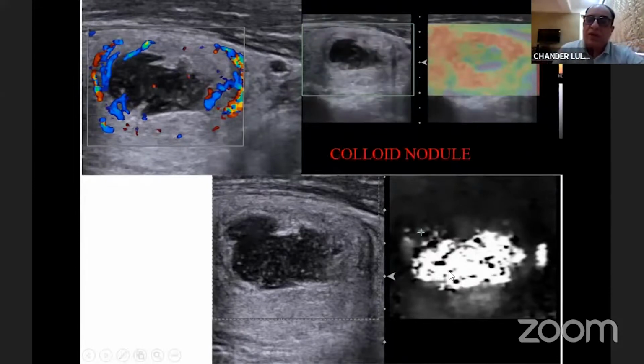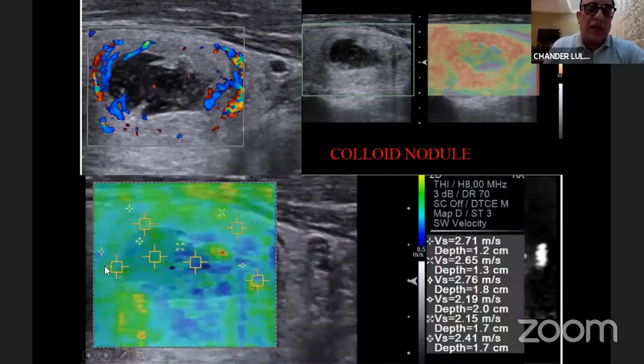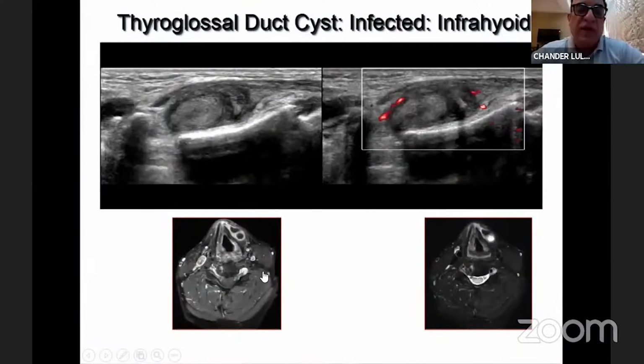And you can also have it in black and white fashion. So white is cystic and black is hard. So the normal black hardness is seen around, and this is a cystic or typical colloid nodule. And we can then measure the shear wave speed, and it is all less than 3 meters per second. So these are all different varieties. This is again a more solid appearing thyroglossal cyst. It has got infected, and it is showing vascularity and giving a pseudo-solid appearance. So one should not mistake this as a solid nodule.